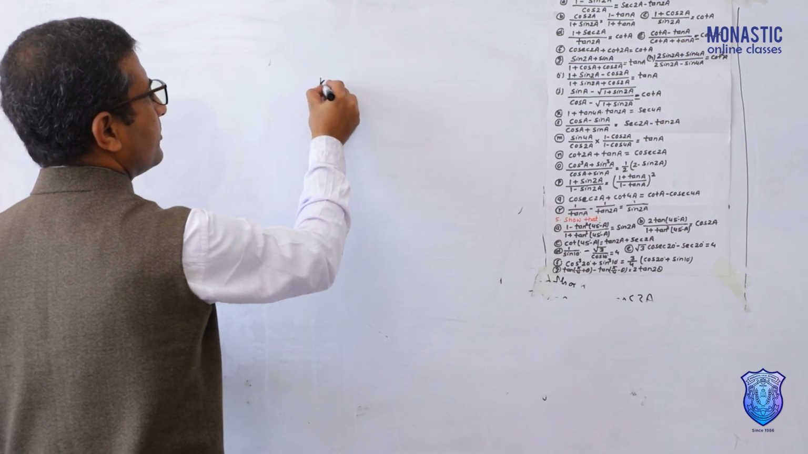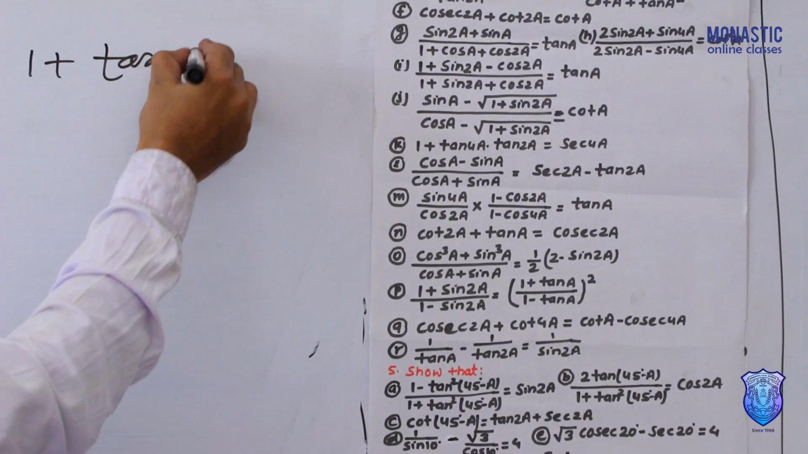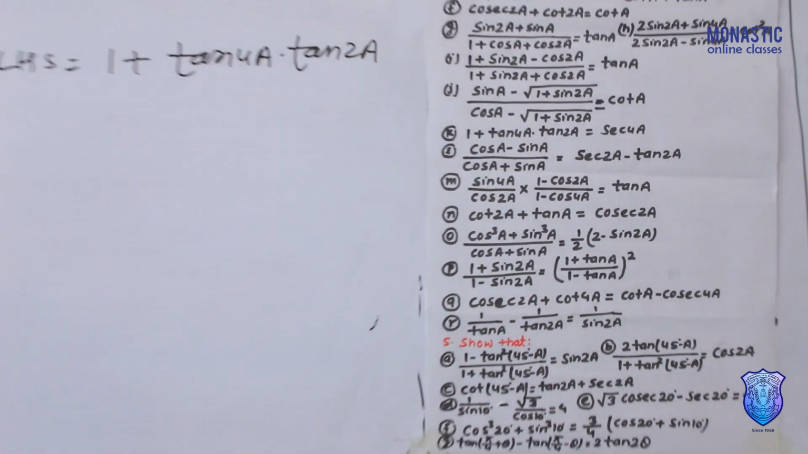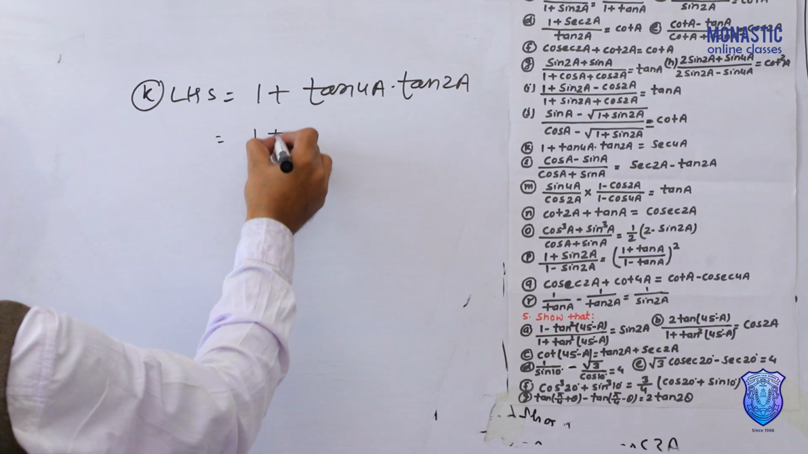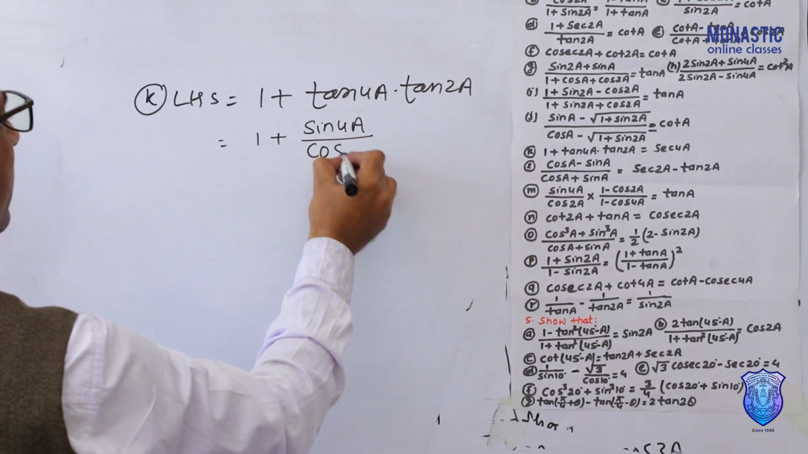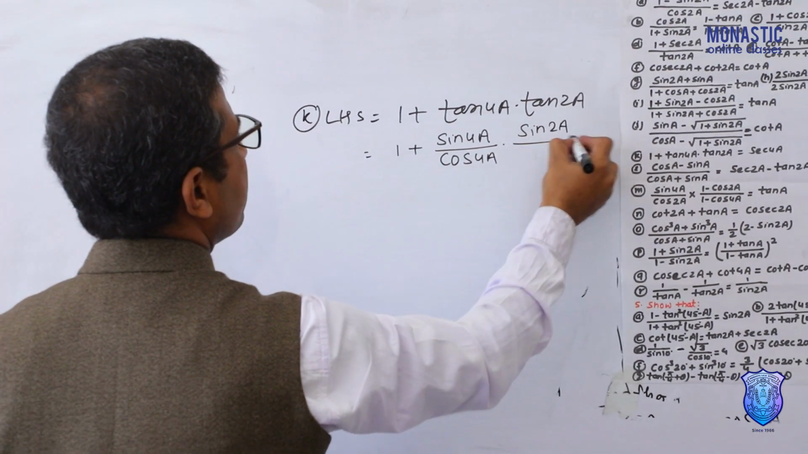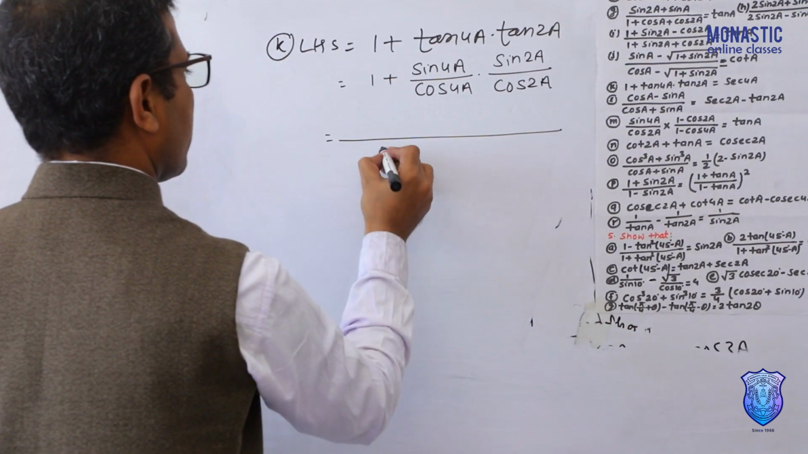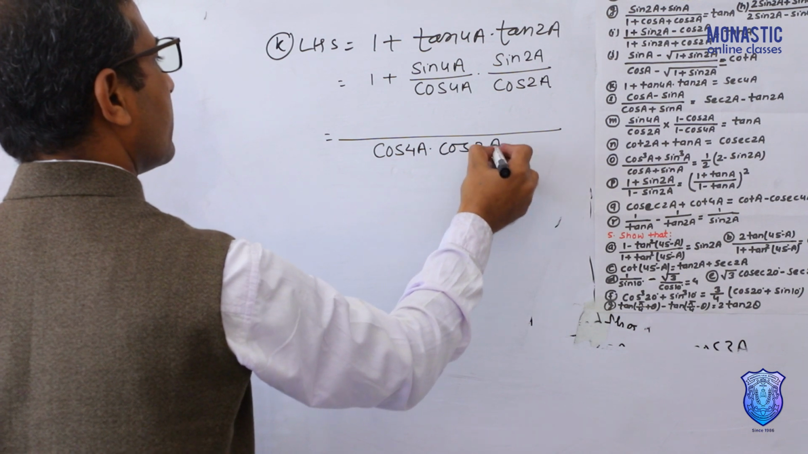Question number K. Here the result is sec 4A. We can write tan 4A as sin of 4A by cos of 4A and tan 2A as sin of 2A by cos of 2A. Take the LCM. Do the simplification.